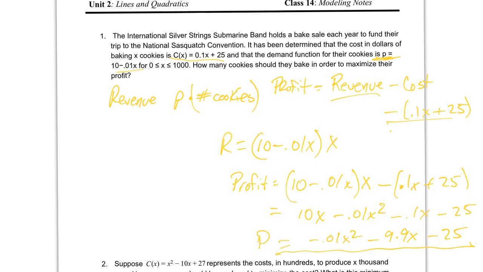Now, all we need to do is use our technology to maximize that function, to find the vertex, and we'll find that the maximum level is x equals 495 cookies, okay?